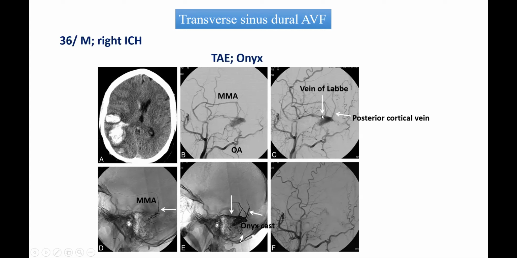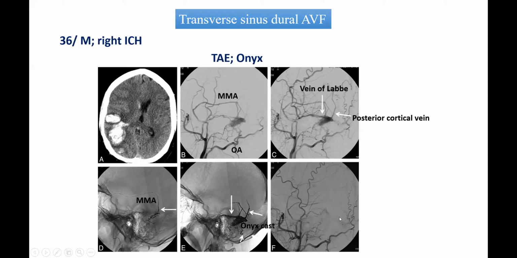So this is a very dangerous type of fistula as it has already presented with hemorrhage and also has a posterior cortical vein. This case I would like to show because the approach is different and the material used here is also different from the previous one. This case was done by arterial approach going through the middle meningeal artery. And this black material you can see is the Onyx here. So slowly pushing Onyx, gradually we can fill all the fistula points with Onyx and also slightly into the drainers here, and then stop.